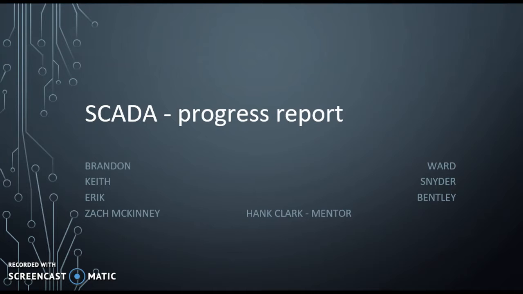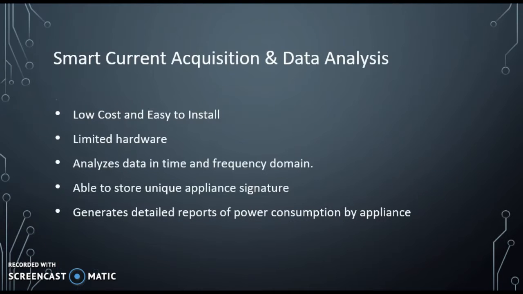Next, Brandon is going to talk about current signatures of different appliances when they start up and how we plan to use some of that data in our device. Then Eric will discuss user interfaces and how the end user might interact with our device. And finally, Zach is going to talk about the different applications of our product and then wrap it up with a few concluding remarks and an update on our product progress.